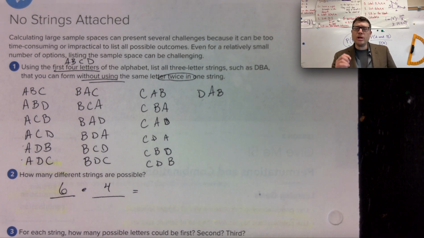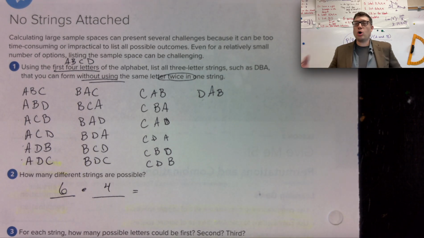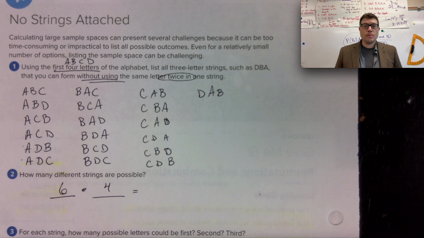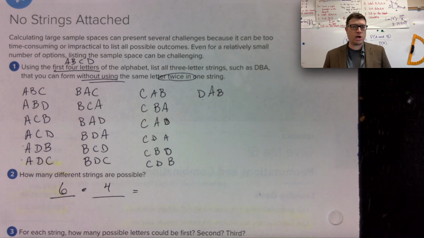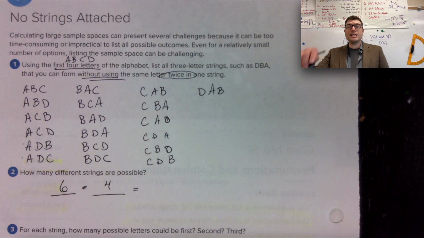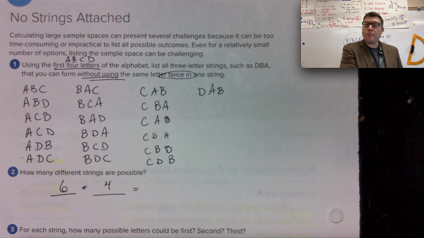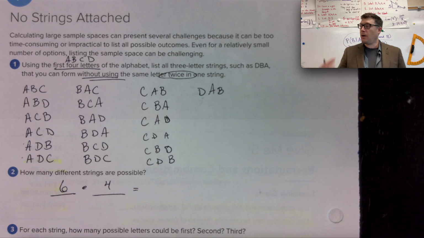There is a formula that we can apply that will do the thinking for us, to allow us to then use that information to make larger, broader decisions. It's called the counting principle, and we're going to practice it here. And we're going to show you why it's also important for us to have this idea down. Calculating large sample spaces can present several challenges because it can be too time-consuming or impractical to list all possible outcomes. Even for a relatively small number of options, listing the possible sample spaces can be challenging.